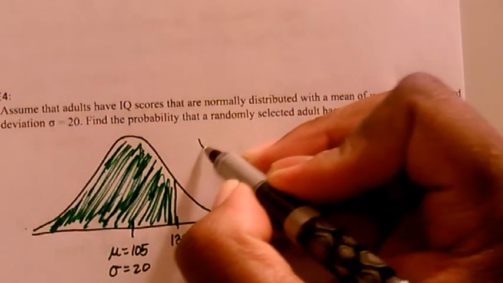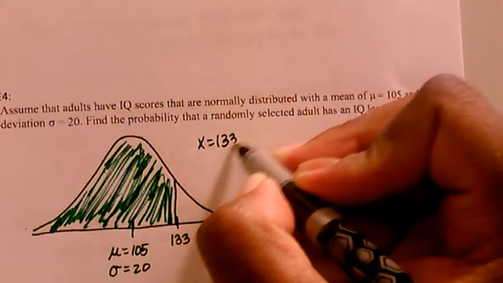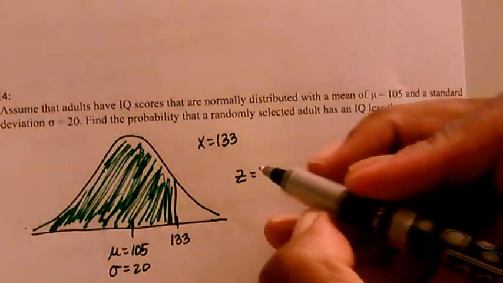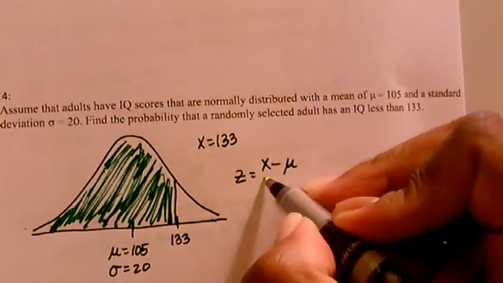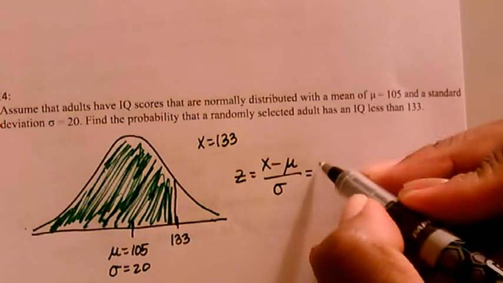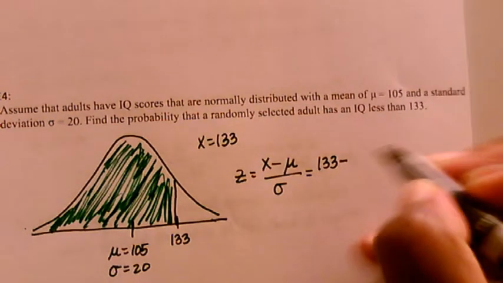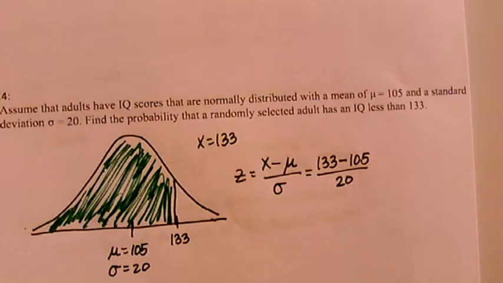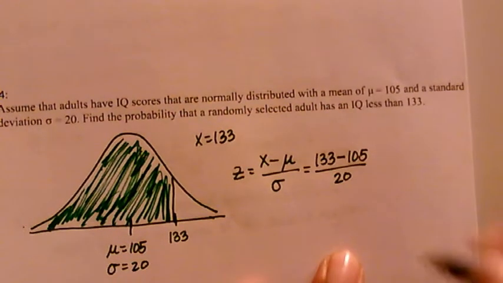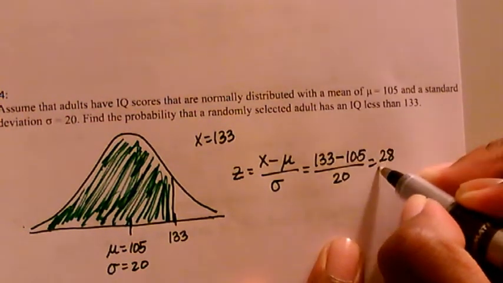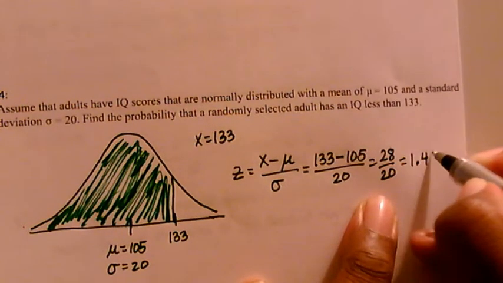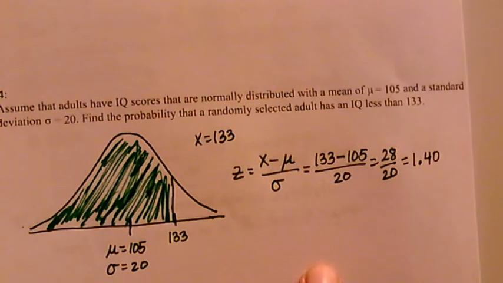Okay, so here this x is 133. So its z-value, or standardized z-value, is x minus mu divided by sigma. This time x is 133 minus mu, which is 105. All that's divided by 20. Well, 133 minus 105, that's 28. So now 28 divided by 20, that's going to give me 1.40. So your z value is going to be 1.40.